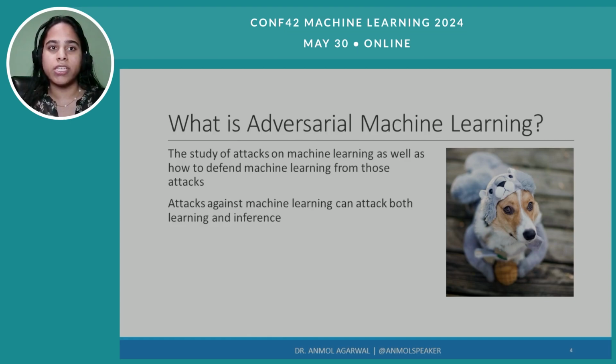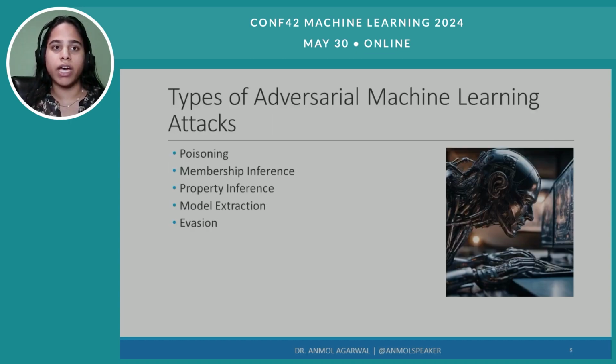So now, what is adversarial machine learning? Adversarial machine learning is the study of attacks on machine learning, as well as how to defend machine learning from those attacks. Attacks against machine learning can attack both learning and inference phases of machine learning. There are many different kinds of adversarial machine learning attacks, and we'll talk about some of these today. There's the poisoning attack, membership inference, property inference, model extraction, and evasion.